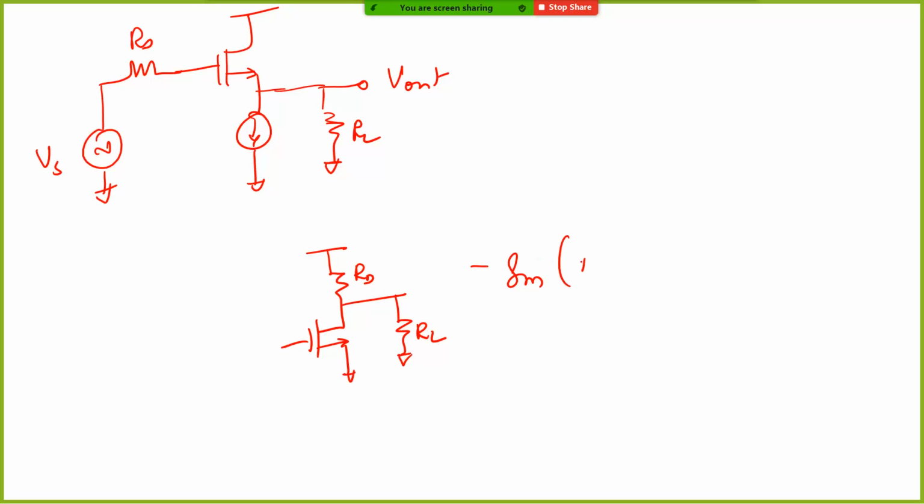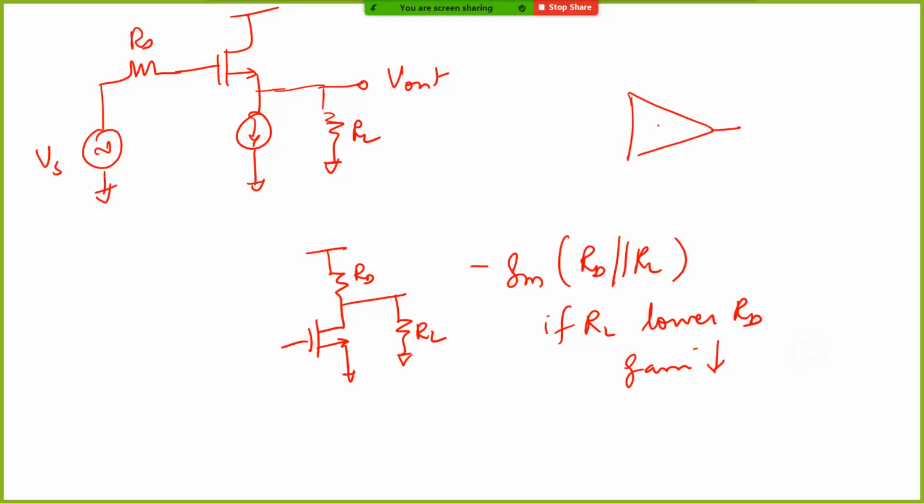The gain drops down to gm·RD parallel to RL. If RL is lower than RD, your gain will just go on collapsing, or you have to compensate for it by increasing your gm, which means you burn a lot of power, which is not at all a very good option. So what do you do? You have a common drain amplifier as your output stage.